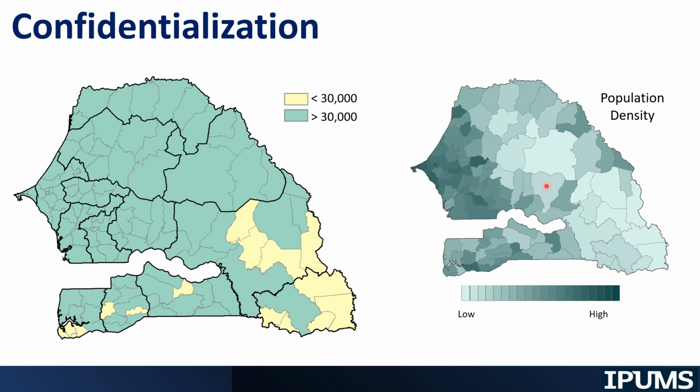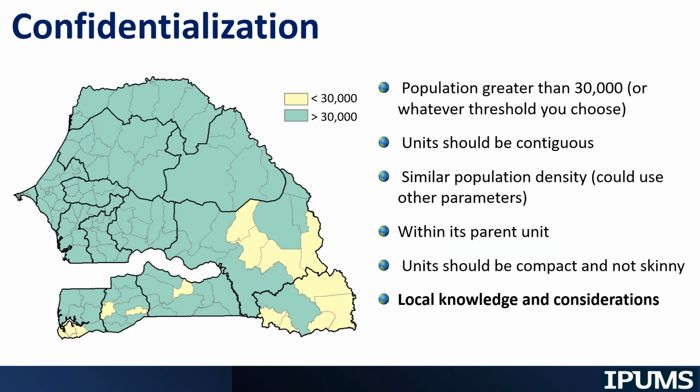The other map is a map of Senegal based on the density of population. Lighter colors mean low density, darker colors mean higher density.